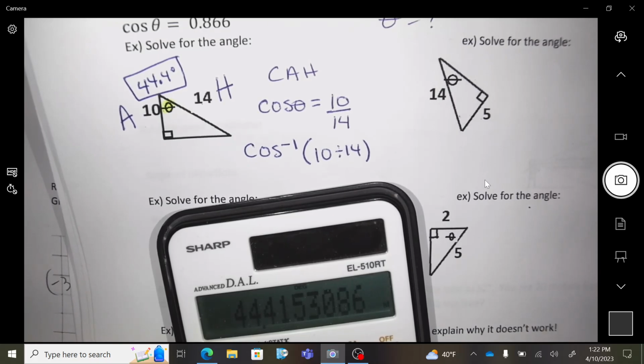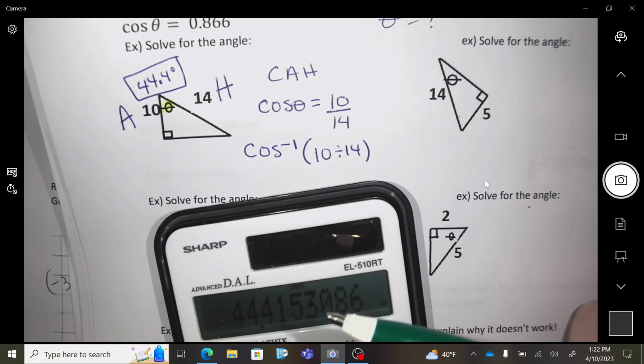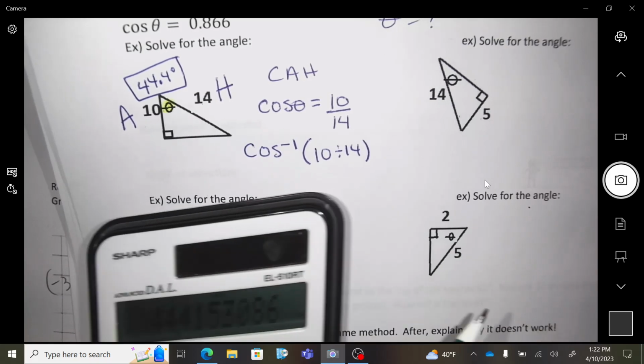Make sure it's in degrees. It's a microphone, go into radians. Okay. We'll go one decimal place on these angles, by the way.